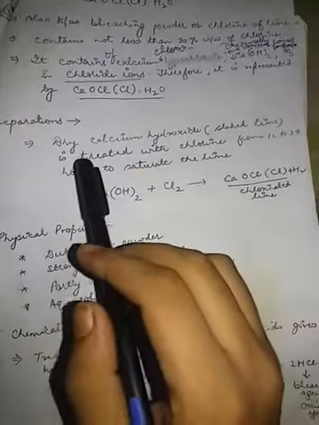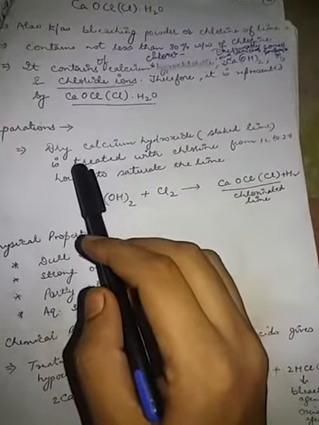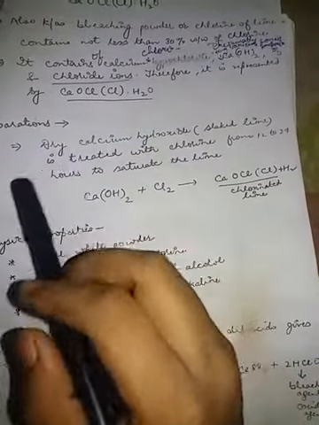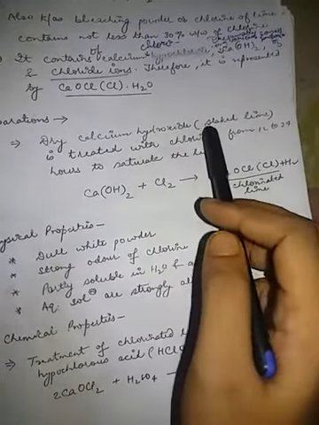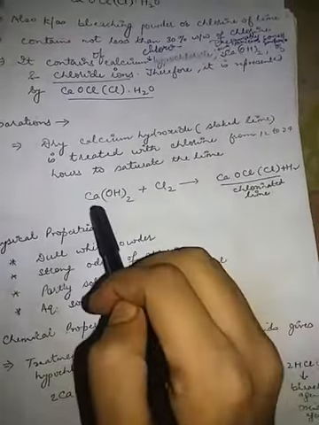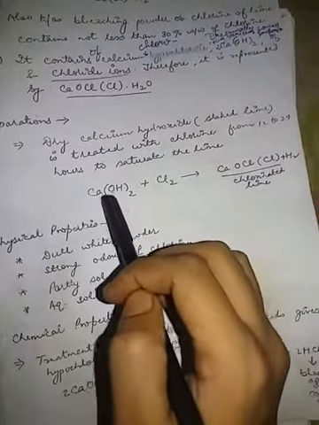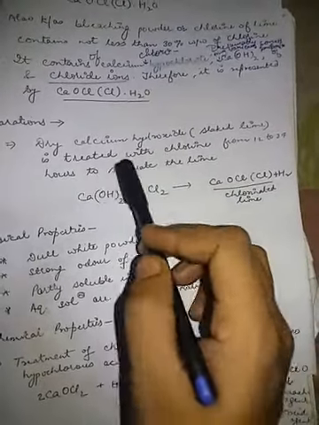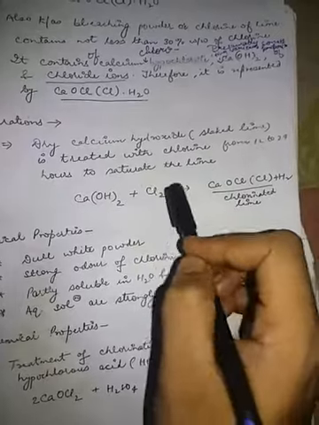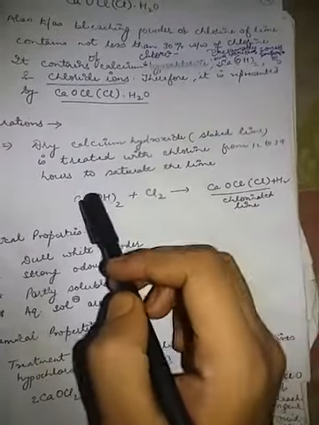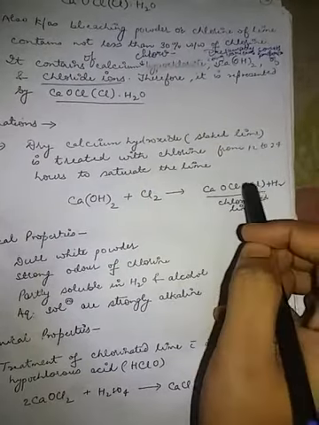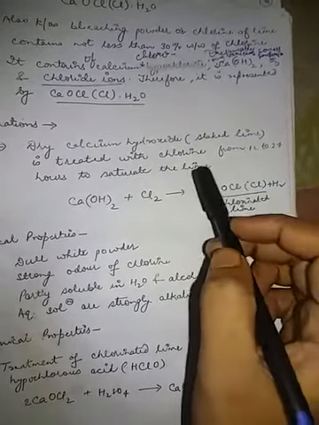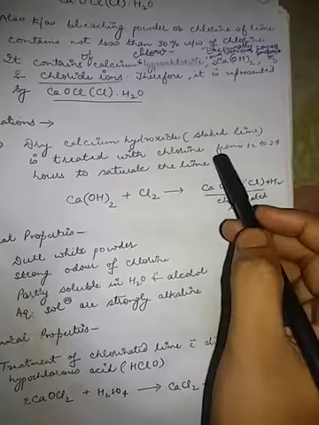This is the preparation of chlorinated lime, by treating dry calcium hydroxide, which is known as slaked lime. Dry calcium hydroxide, Ca(OH)2, is treated with chlorine for 12 to 24 hours, and we get the chlorinated lime. We saturate it for 12 to 24 hours.